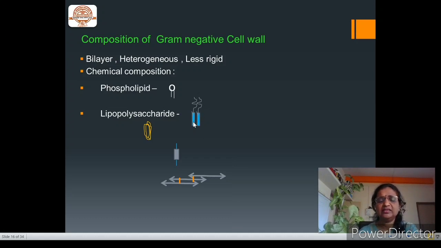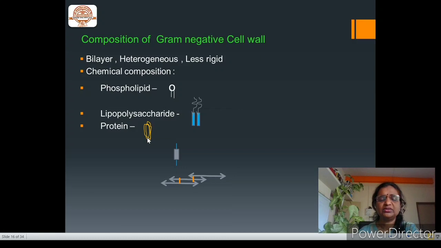Now this is the structure of lipid A. This is the portion called lipid A. This is the structure called lipopolysaccharide. This portion is called lipid A. It is made up of glucosamine derivative attached with the fatty acid chain, R core and O side chain. R core consists of unusual sugars, and this O side chain has different types of sugars that form the O side chain.